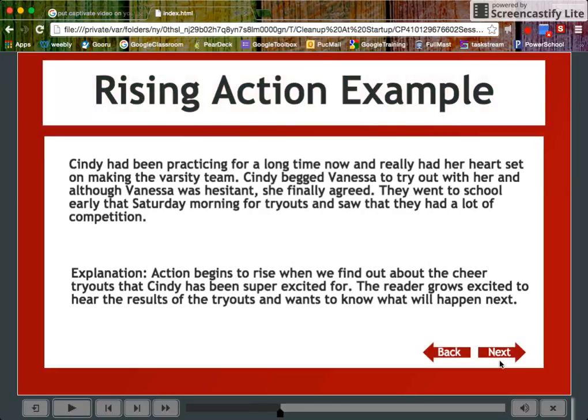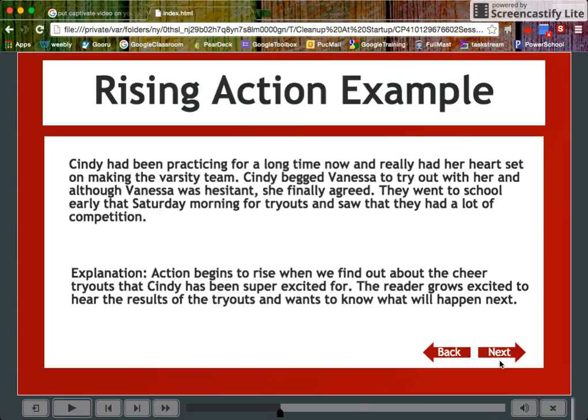Rising action example. Cindy has been practicing for a long time now and really had her heart set on making the varsity team. Cindy begged Vanessa to try out with her, and although Vanessa was hesitant, she finally agreed. They went to school early that Saturday morning for tryouts and saw that they had a lot of competition.